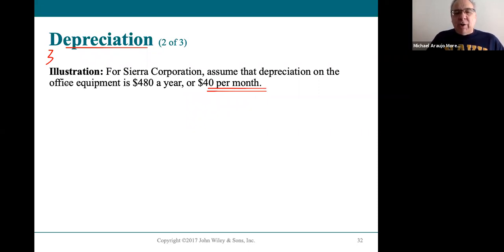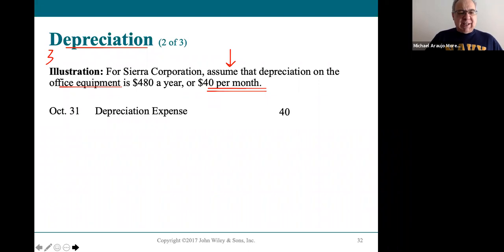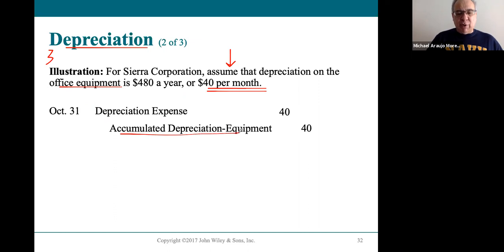So Sierra Corporation has a bunch of office equipment and it depreciates at $480 a year, but we're only looking at October, so it's $40 for the month. What we do is we expense it for the month of October with the depreciation expense. The difference is the credit doesn't go to the equipment account. It goes to an account called accumulated depreciation for equipment.